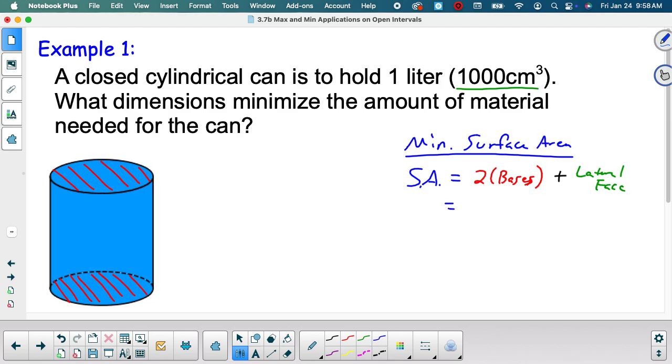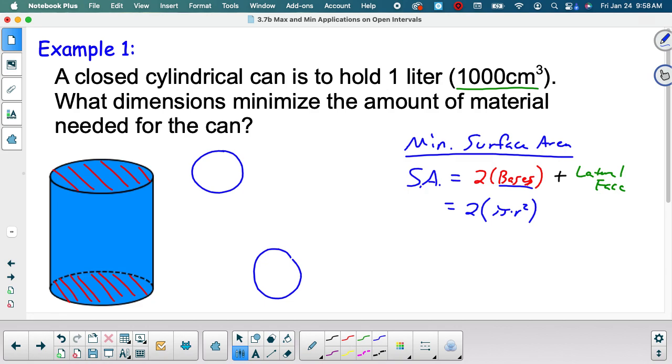First one's not bad. How do I find the area of the base? Well, I have two of them, so I have 2 times something, but what shape is the base? Well, the base of this is just a circle. Area of a circle is pi r squared. So you're going to have 2 pi r squared. So I have a circle on top, I have a circle on the bottom. Sometimes you see this drawn in geometry like this.